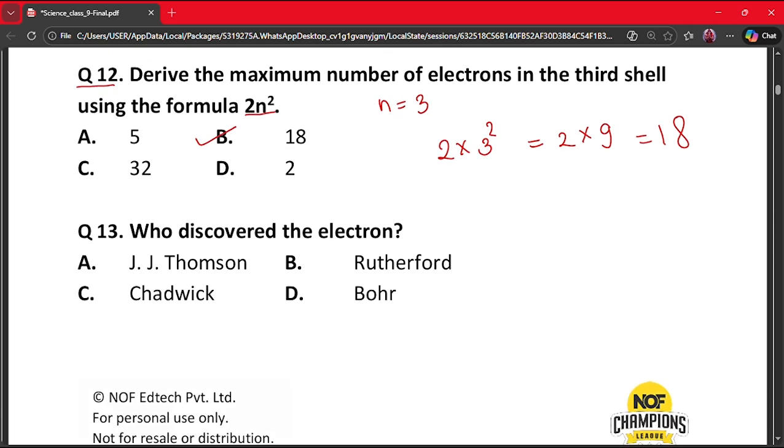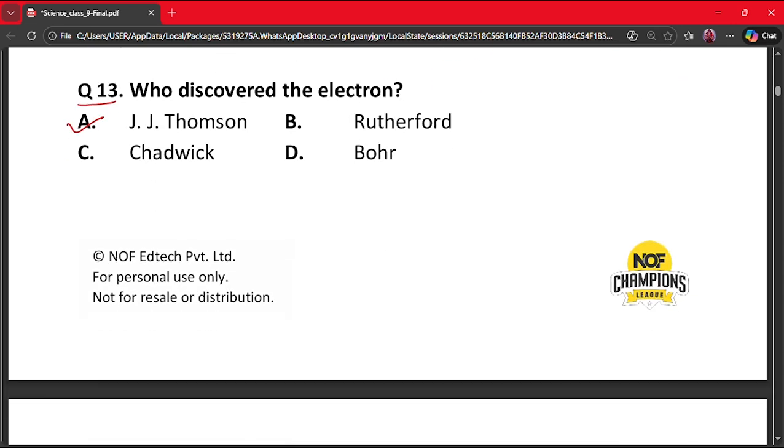Let's move on to the next question. That is question number 13. Who discovered the electron? A. J.J. Thomas, B. Rutherford, C. Chadwick, and D. Bohr. The correct answer is option A, because electron was discovered by J.J. Thomas through cathode ray experiments. Hence option A is the correct option.